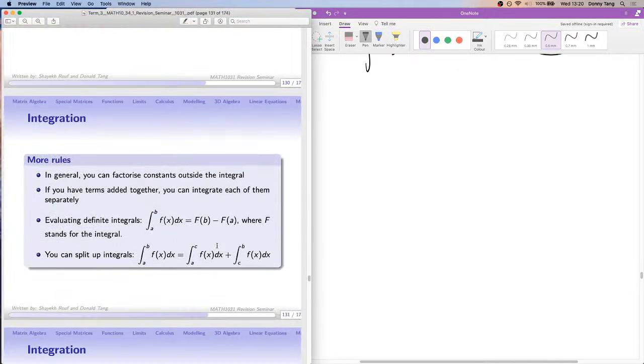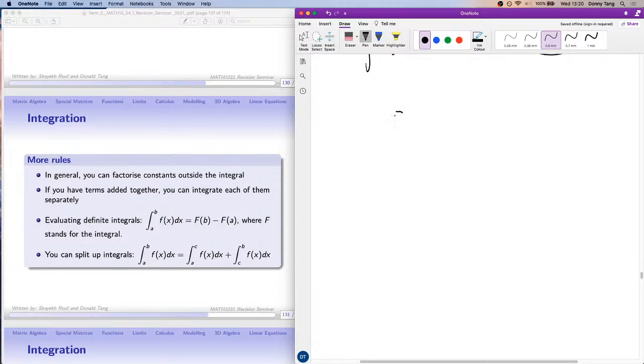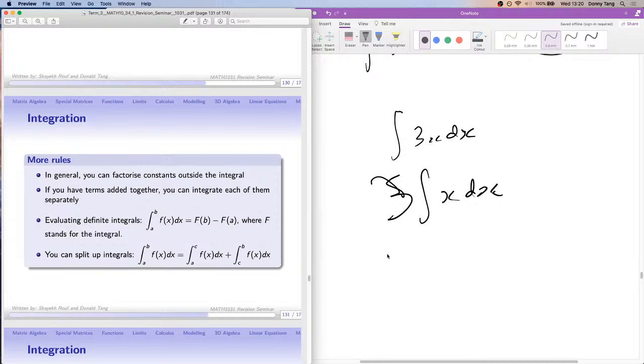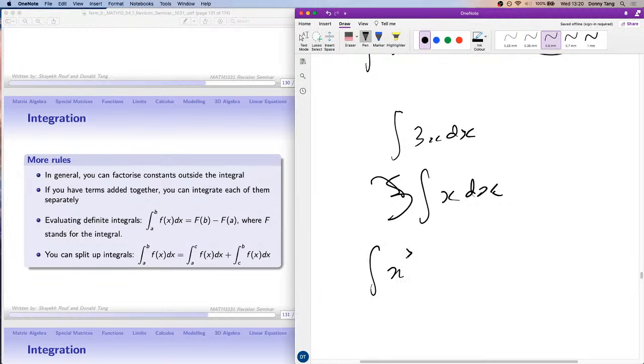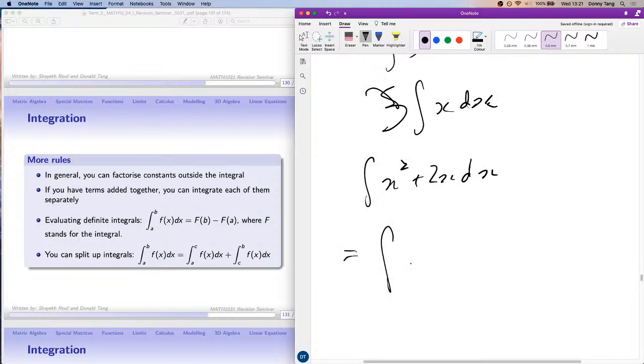All right, integration. In general, you can factorize constants outside the integral. So the integral of 3x dx is the same as 3 times the integral of x dx. If you have terms added together, you can integrate them separately. So for example, the integral of x squared plus 2x dx is the same as the integral of x squared dx plus the integral of 2x dx, like so.